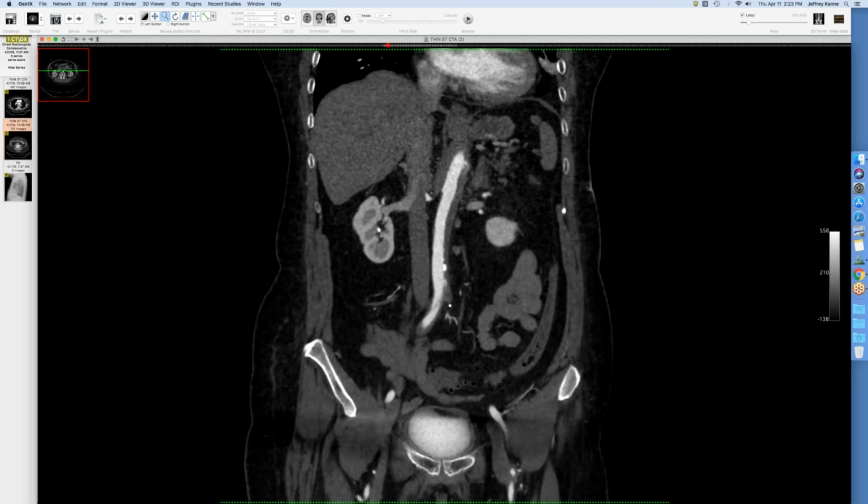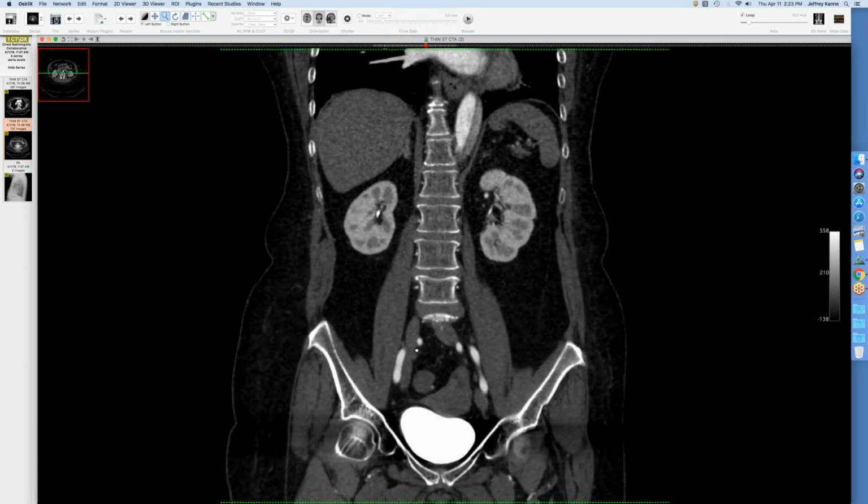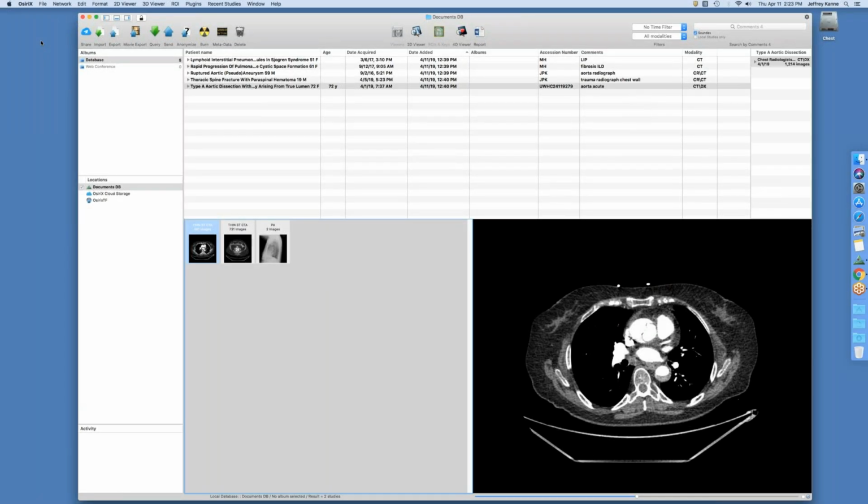But yeah, this one you can see went all the way down and sort of continued into the right common iliac and then sort of fizzled out right down there. All right, well, I don't have a good explanation either, but I was just curious if anybody else did.